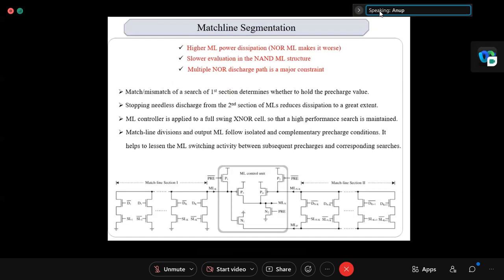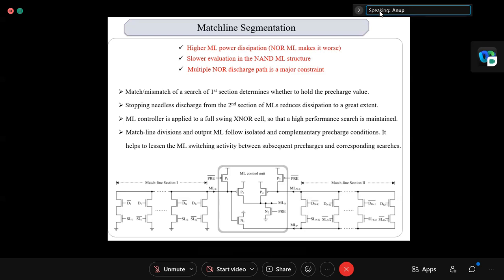Here you see I have given one view. I have put one ML control unit, and on the left side match line section 1, on the right side match line section 2, and some associated circuits. We have not shown the complete CAM structure, only the ML control part is shown here. The circuit is done in such a way that if the left side is mismatched, it will automatically deactivate the right side, and vice versa also.